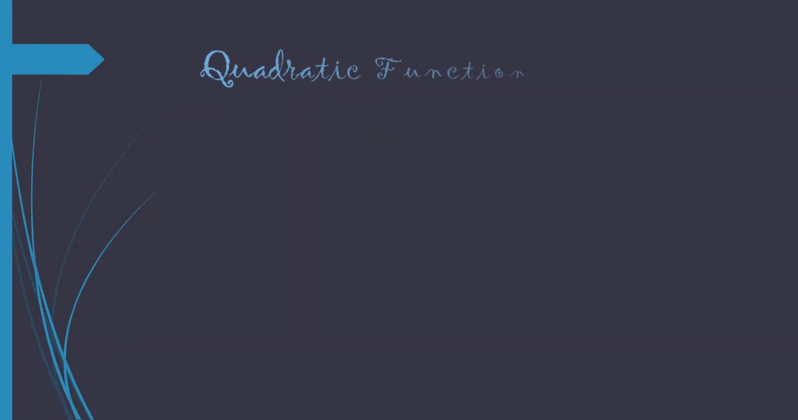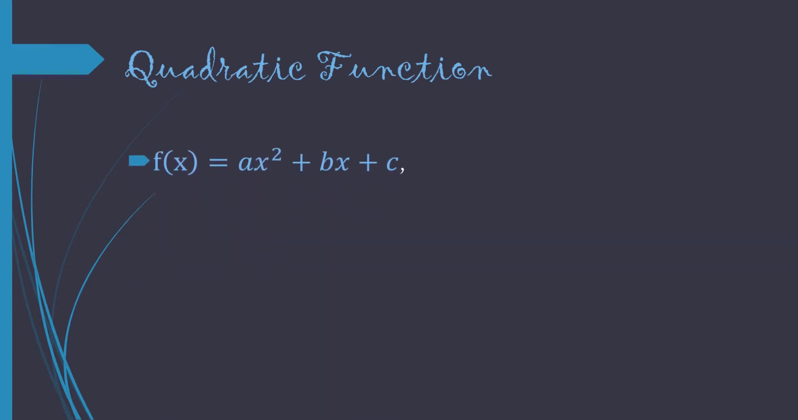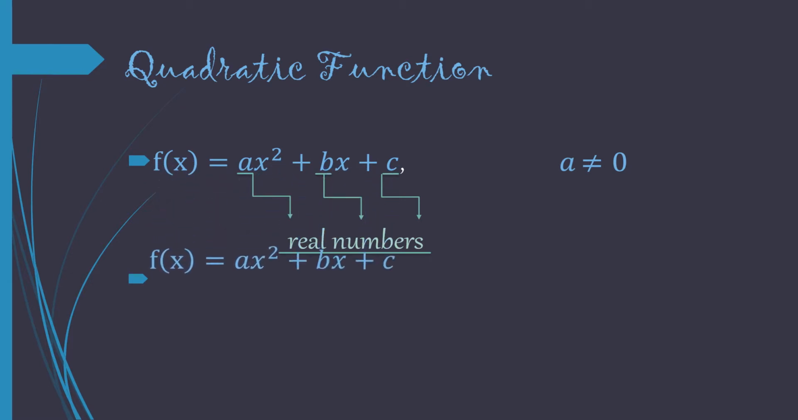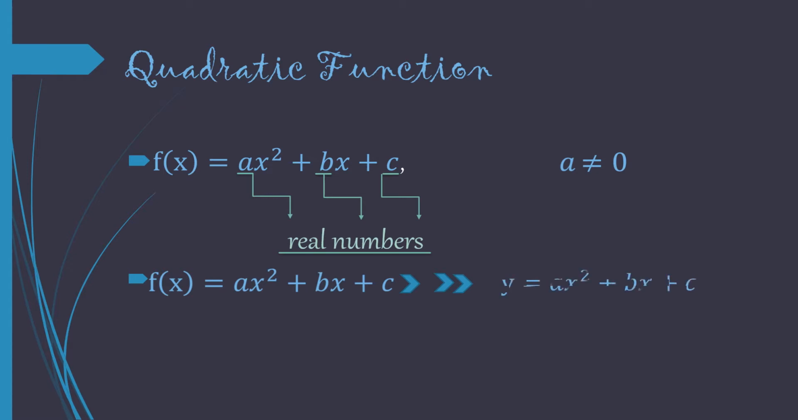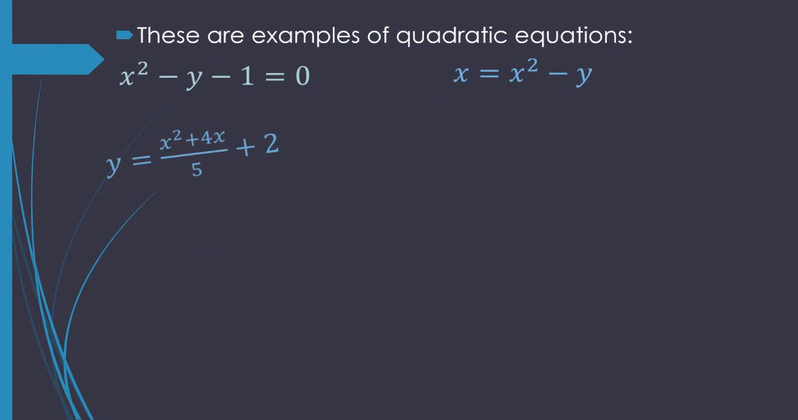Let's define what is a quadratic function. A quadratic function is one of the form f(x) = ax squared plus bx plus c, where a, b, c are real numbers, and a is not equal to 0. Note that y is equal to f(x), so this is usually written as y = ax squared plus bx plus c. These are examples of quadratic equations.